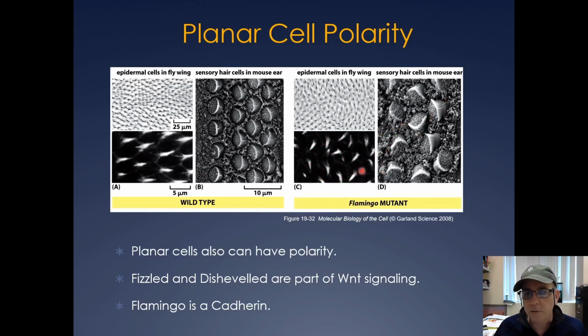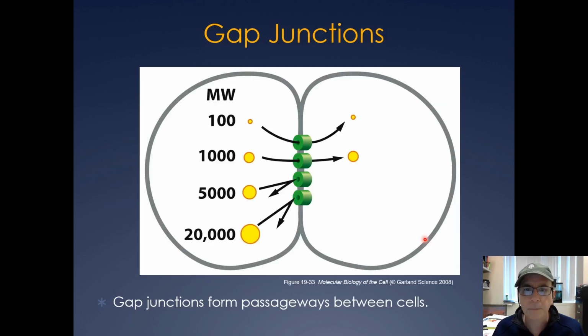So it turns out flamingo is actually one of the cadherin family members. We saw it in the schematic. If you want to go back to part 1, you can find it. But once again, if there's a mutation in it, that's going to affect the polarity. And once again, flamingo, frizzled, and disheveled are all part of Wnt signaling. So you can get this lack of polarity in those as well.